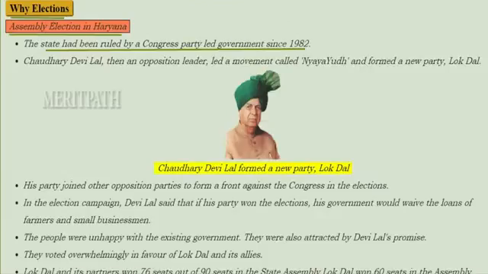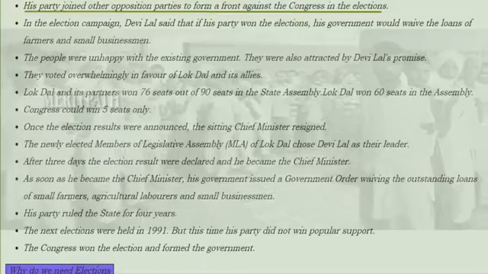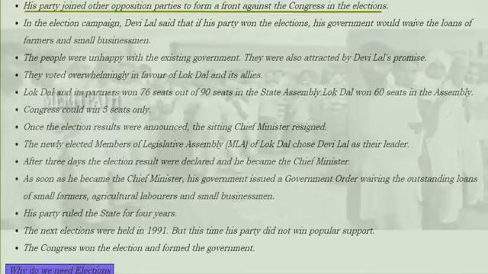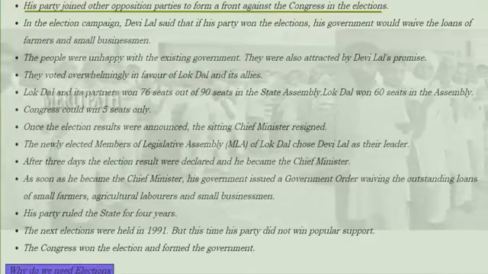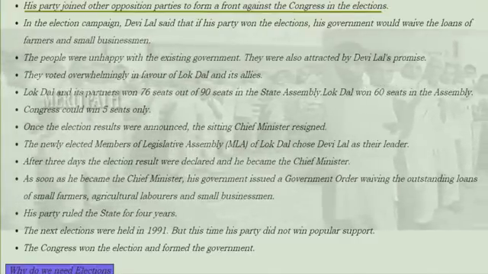Why elections? Assembly election in Haryana. That state had been ruled by a Congress party-led government since 1982, but Chaudhry Devi Lal, an opposition leader, led a movement called Nyaya Yudh and formed a new party called Lok Dal. This is the image of Chaudhry Devi Lal. His party joined the other opposition parties to form a front against the Congress in the elections.